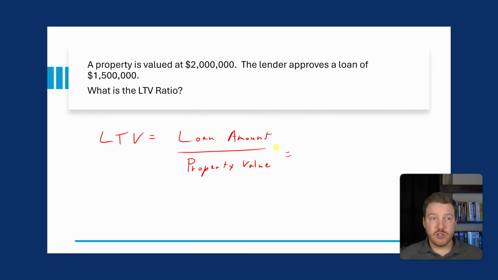Now let's lock this concept into our brains with one very simple example. So let's assume that there's a property that's valued at $2 million and the lender approves a loan of $1.5 million. What would be our loan to value ratio? Well, that would just be the loan amount of the $1.5 million over the property value, which was $2 million, which is going to give us a loan to value ratio of 75%.